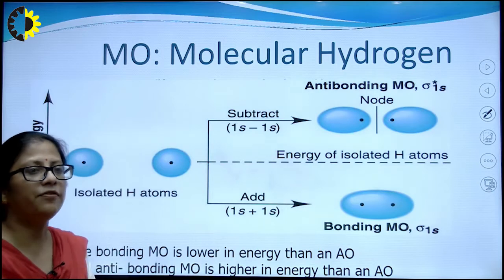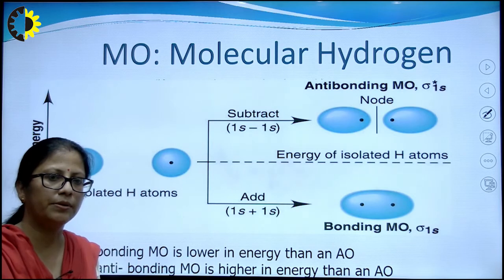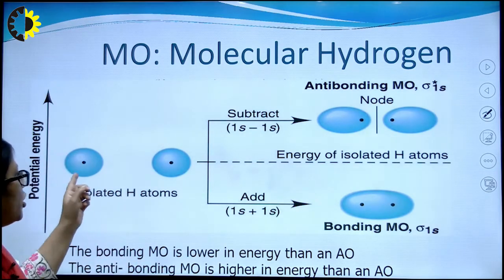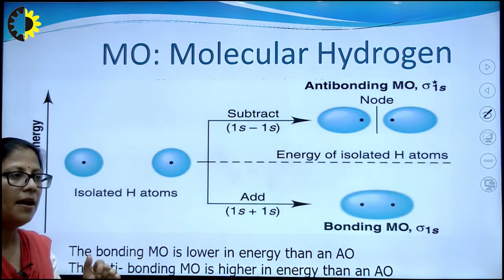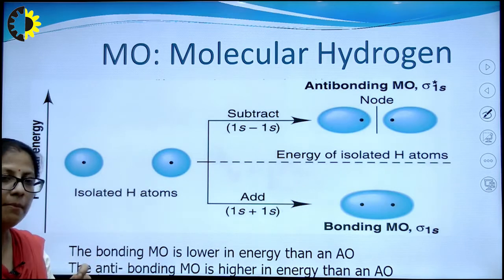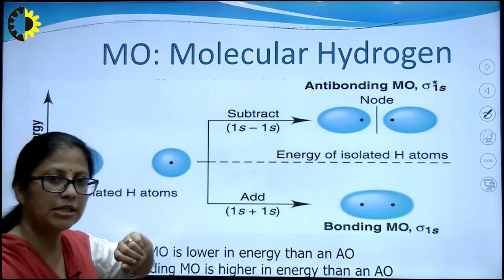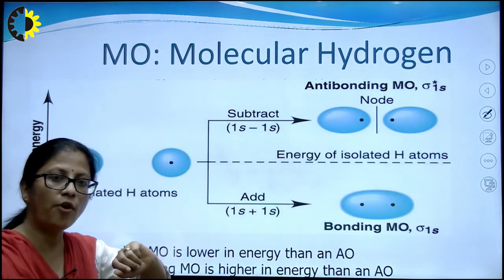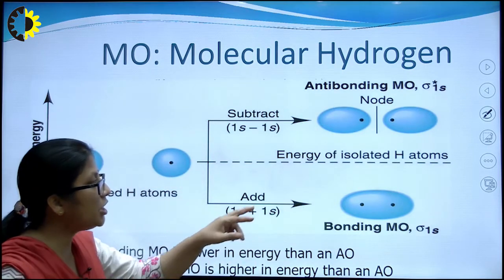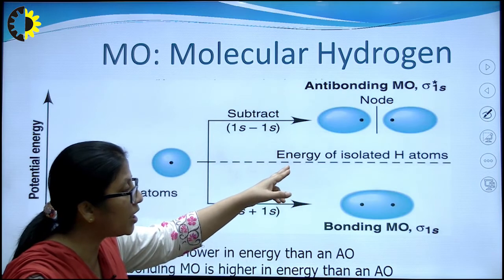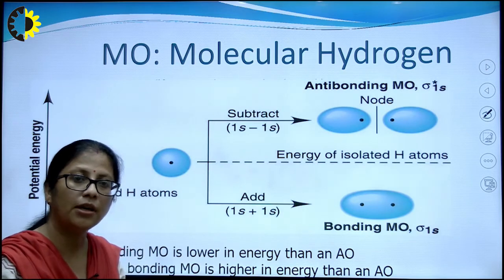Now, coming first to the molecular orbital of the hydrogen molecule. This is the potential energy of the isolated hydrogen atoms. These are the two hydrogen atoms isolated, and when the two atoms combine, they result in the formation of two molecular orbitals, one which is lower in energy, formed by the additive combination, that is the bonding molecular orbital. The energy difference between the energy of isolated hydrogen atoms and the bonding molecular orbital is known as the stabilization energy.